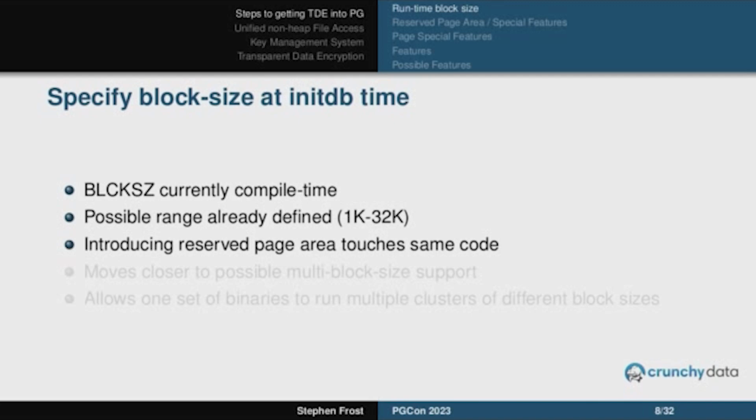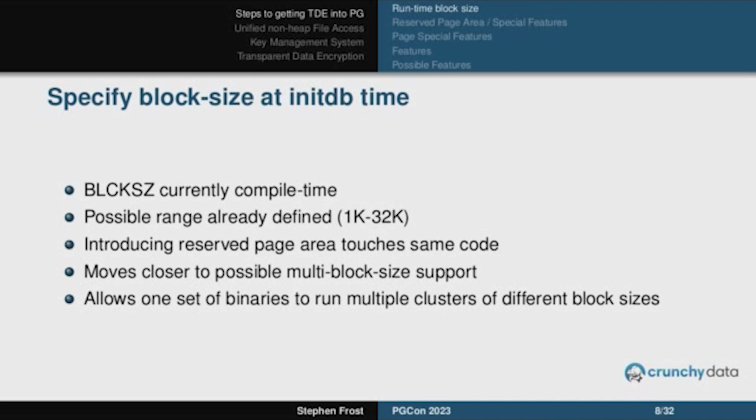When we were looking at this, introducing this idea of a reserved page area basically touches a whole bunch of the same places that having a runtime block size would also touch, right? And this also gets us possibly closer to the idea of being able to have multiple block sizes supported inside of a given running postmaster, possibly using, as I was just talking about earlier, different shared buffer pools as an idea, right? It's a possibility. At least right now, that's not something we're trying to figure out a way to do.